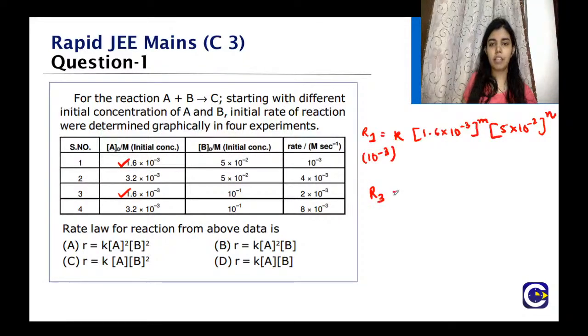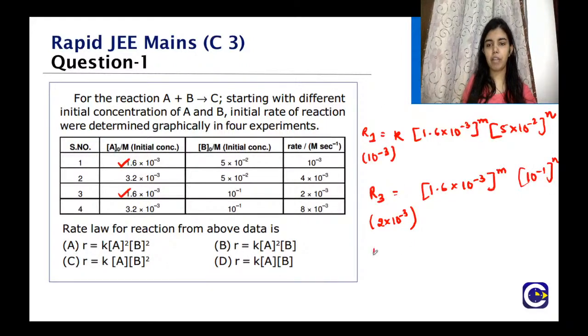R3, which has a value of 2 into 10 raised to the power minus 3, will be given as K into 1.6 into 10 raised to the power minus 3 raised to the power m, and 10 raised to the power minus 1 raised to the power n. Now you have to divide R3 by R1.